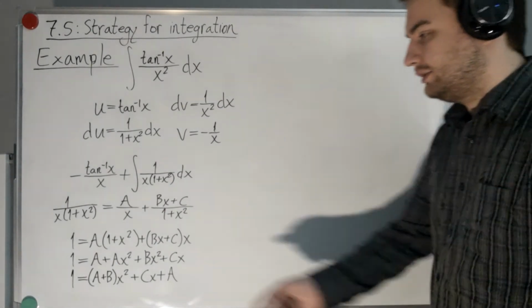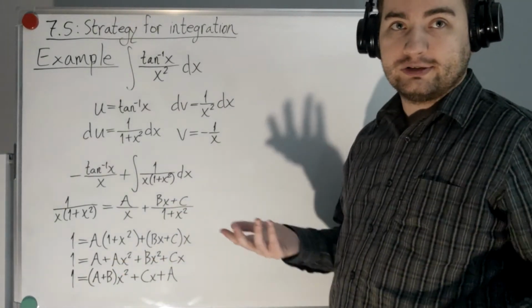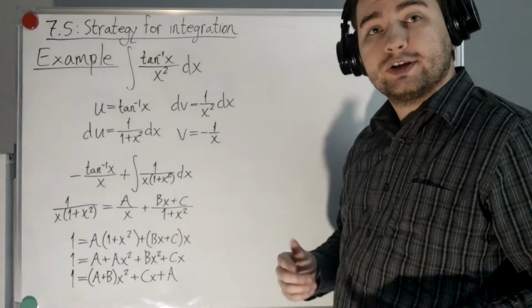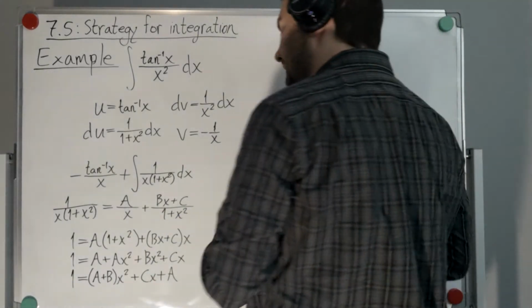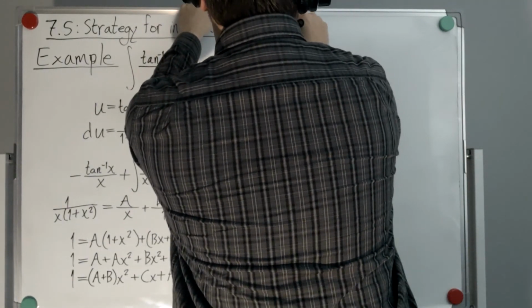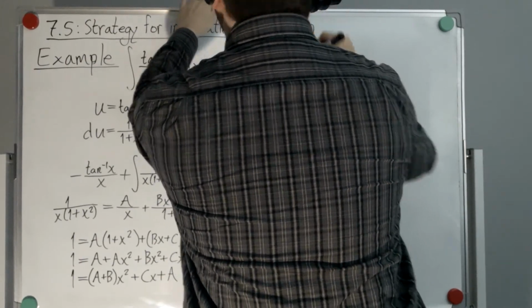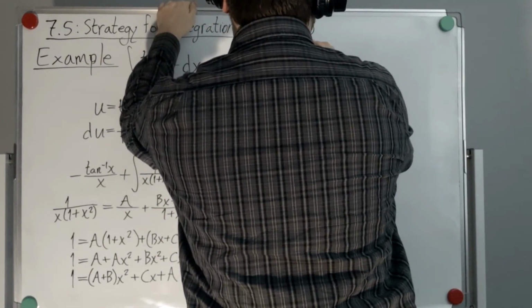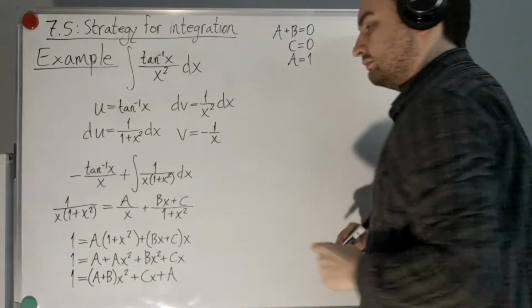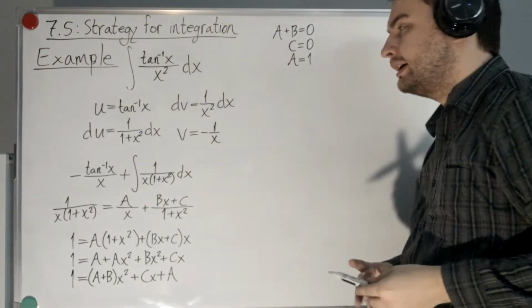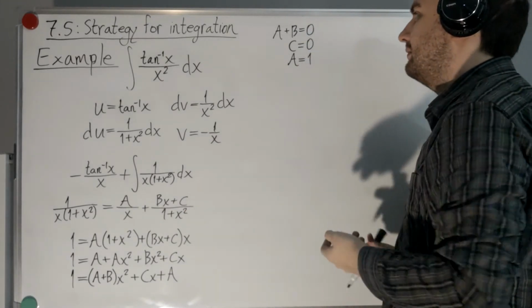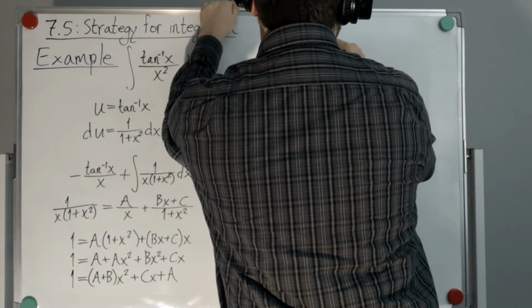So now once again, these two polynomials are equal for all values of x. And so therefore their corresponding coefficients are equal, which means a plus b has to be 0. So a plus b equals 0. And c is going to have to be 0. And a is going to have to be 1. Now from here, c is 0, a is 1, fine, and then b has to be negative 1.